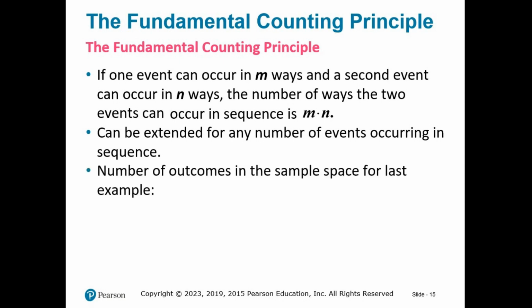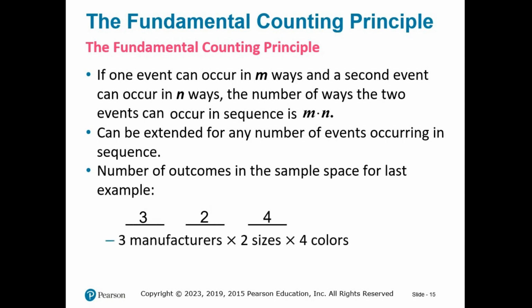So if we wanted to do this for the last example, we know that there are three choices that we're making. The first one was a choice between three manufacturers. The second was a choice between two car sizes. Then the third was a choice between four colors. So according to the fundamental counting principle, we can now say 3 times 2 times 4 equals 24 possible combinations. Much easier than trying to list out what was in the sample space. Let's do a few more examples using the fundamental counting principle.